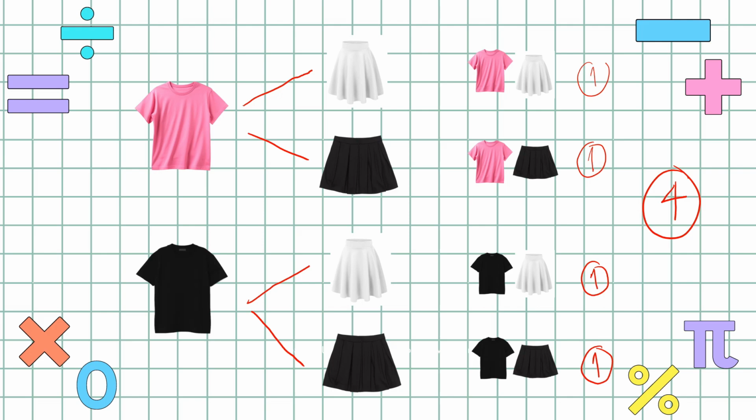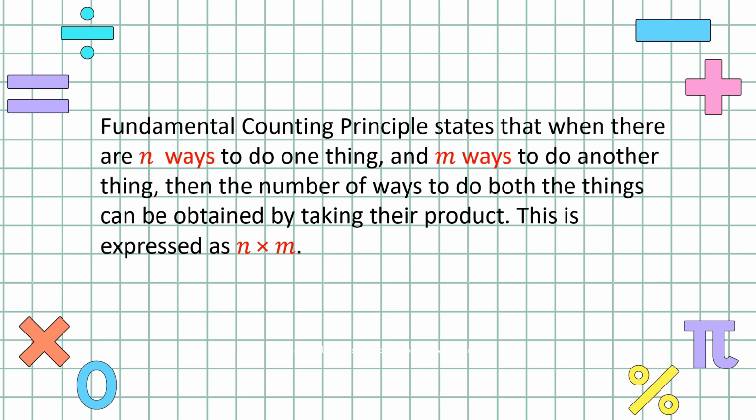Okay? Now, how can we get this answer through the fundamental counting principle? According to the fundamental counting principle, when there are n ways to do one thing and m ways to do another thing, then the number of ways to do both those things can be obtained by taking their product. This is expressed as n times m. To put it simply, we just multiply the number of ways to do the things that we are considering. Okay?